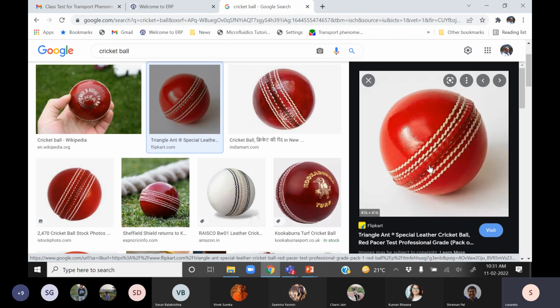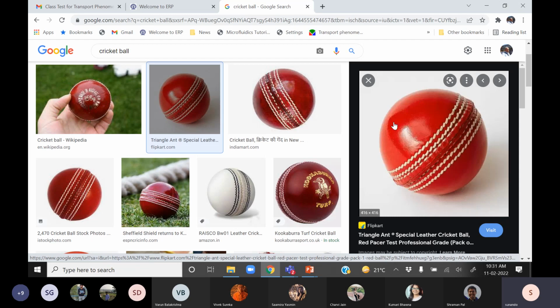Everything depends on turbulent flow and laminar flow, in fact the boundary layer. So bowlers probably unknowingly use the concept of boundary layers while bowling swings, outswings, inswings, and more importantly, late swings. And you have also seen that the bowlers and the fielders always polish one side of the ball without touching the other side of the ball.